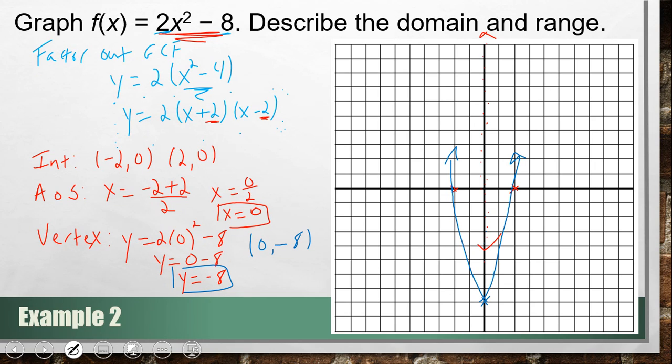There we go. Domain, like every parabola, I'll write up here, is all real numbers. Your range is y is greater than or equal to negative 8. Let's keep going.